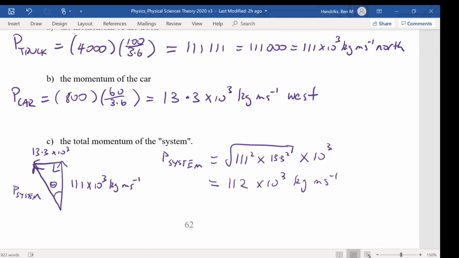Now we need to work out what the angle is, so that theta is equal to the inverse tan function of 13.3 over 111. Okay, you can put in times 10 to the 3 inside the brackets as well, but they're just going to cancel out because you're dividing one by the other.